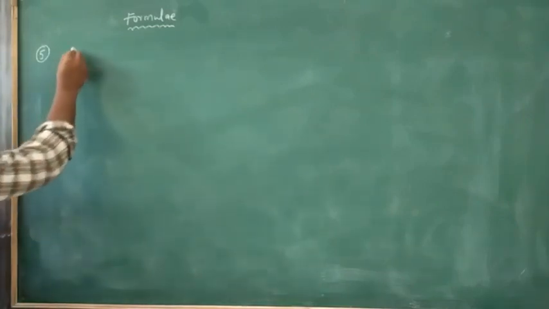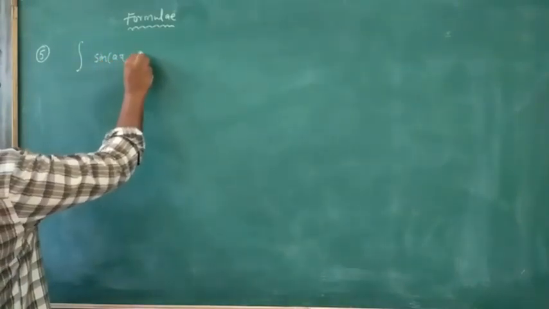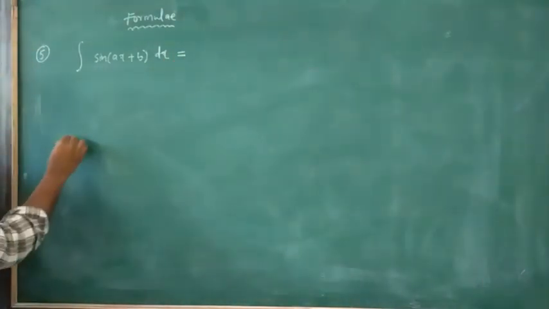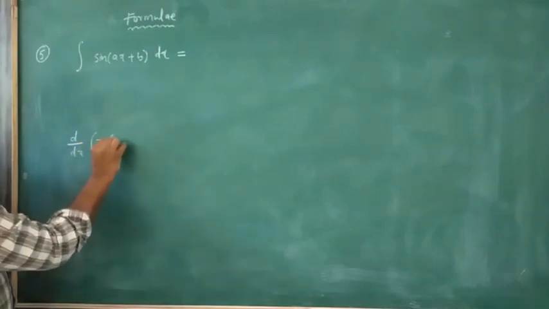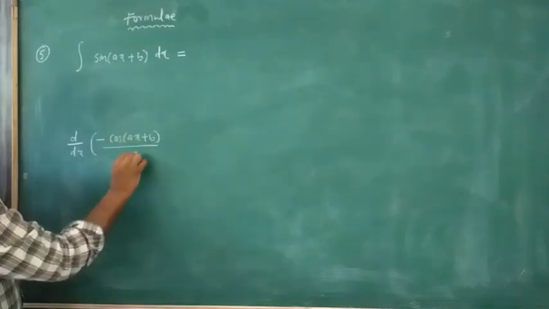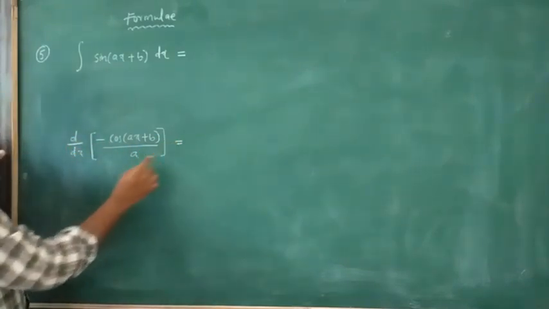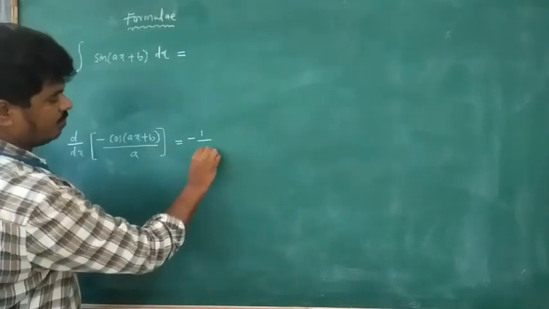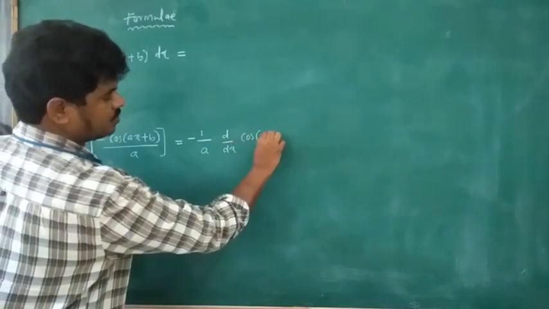Next, fifth one. What is the integral of sin of ax plus b dx? Here I am going to find the derivative of minus cos of ax plus b divided by a. Here we can take minus and a outside, so that is minus 1 by a into d by dx of cos of ax plus b.